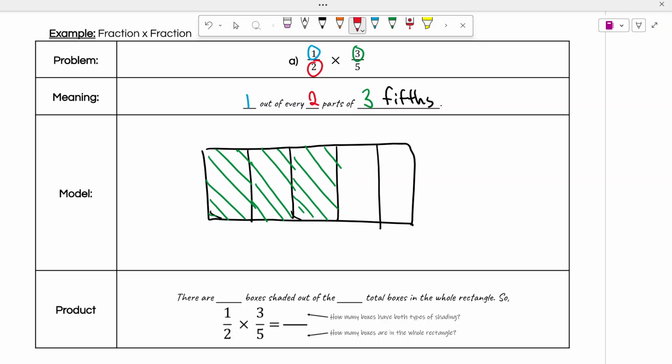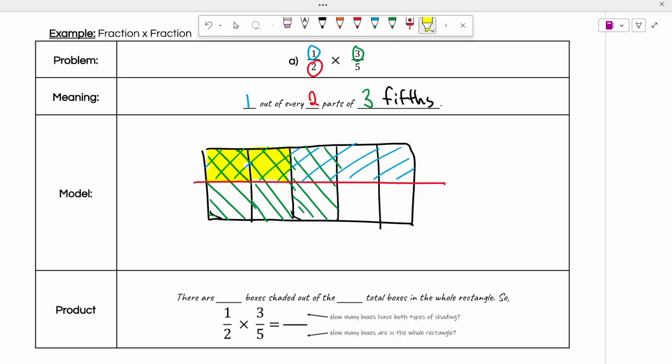Now, I only want to keep 1 out of every 2 parts of that. So I'm going to divide this up into 2 parts. I only want to keep 1 out of those 2 parts. So I'm going to choose to keep the top part and not the bottom part. So I can keep whatever is represented in this top part of the diagram. So how many pieces do I have?